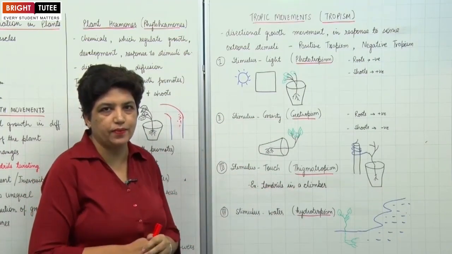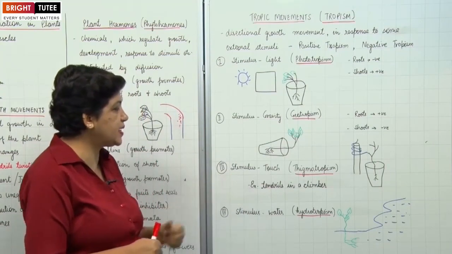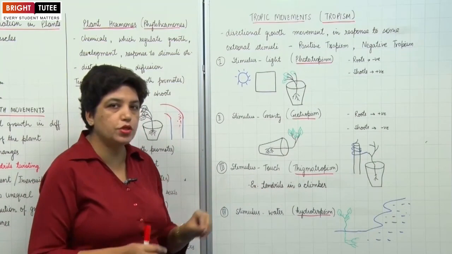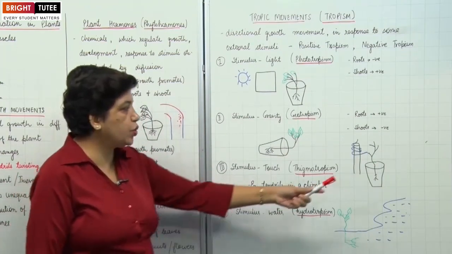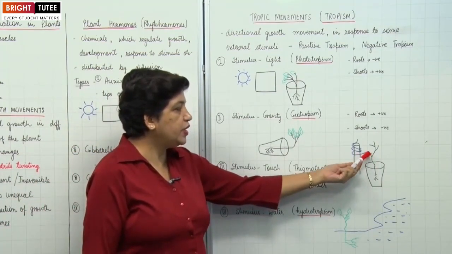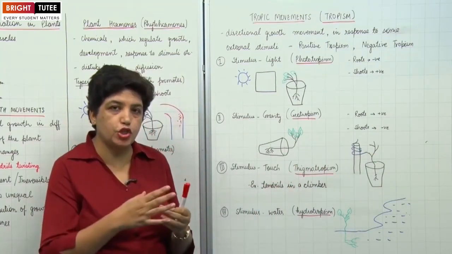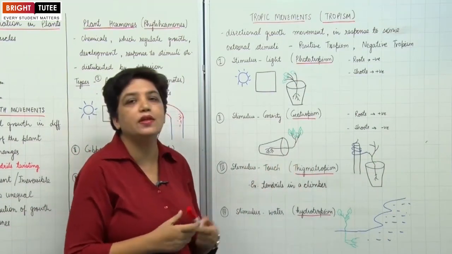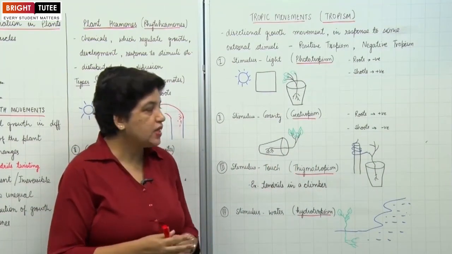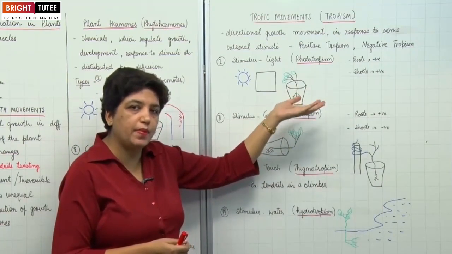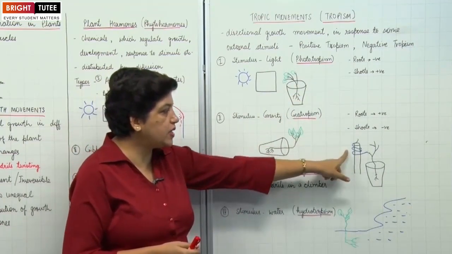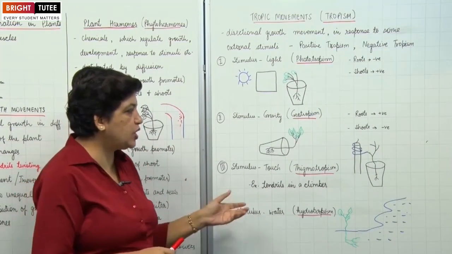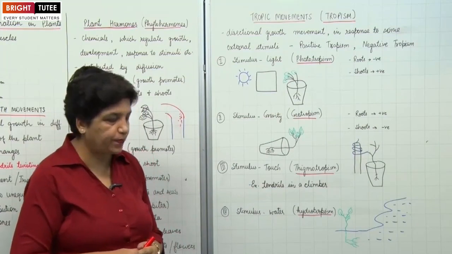towards the gravity, right? The next type, if the stimulus is touch, the phenomenon is known as thigmotropism. As I just told you, in case of a climber, if the tendril senses some touch, it starts bending and growing around the support. So this helps the climber to climb up, the plant to grow upward. So this kind of movement is known as thigmotropism. It is specially seen in case of tendrils.